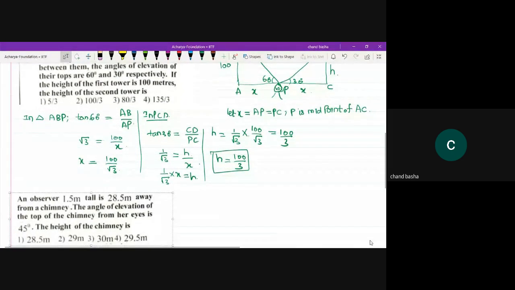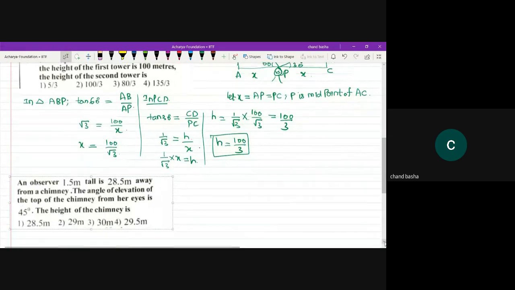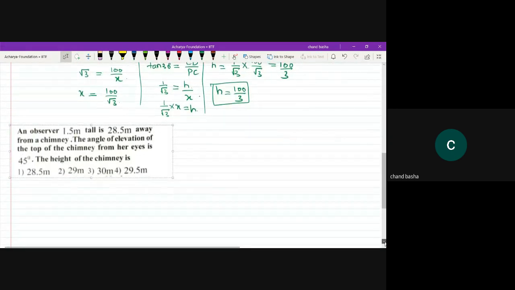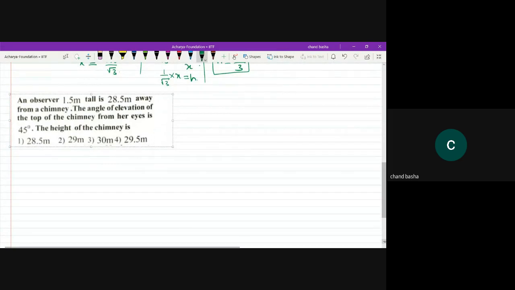First, understand the given question carefully. An observer 1.5 meters tall. What is the height of the observer? 1.5 meters tall. Let us see. 28.5 meters away from the chimney. The angle of elevation of the top of the chimney from her eyes is 45 degrees. What is the height of the chimney?